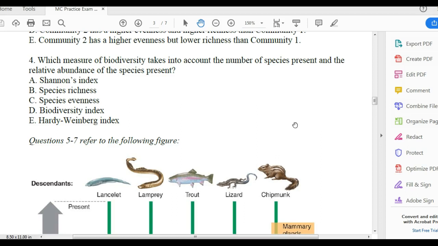Which one is it not? I'm only going to do it if somebody says something. Okay, it's not E. What's the only thing we've talked about a couple of those, right? We haven't talked about biodiversity index. It's not that one. Okay, so it's saying the number of species, that would be richness, and the abundance, that would be evenness. So what takes into account richness and evenness?